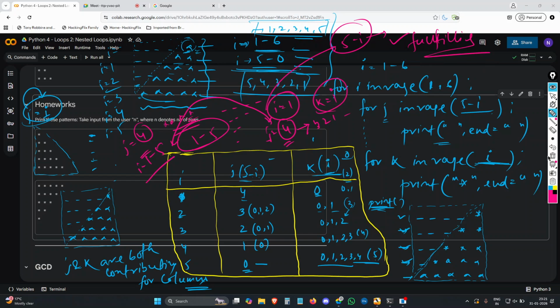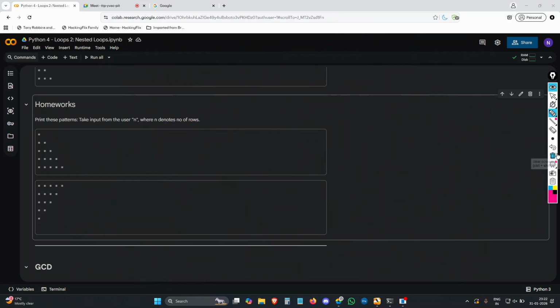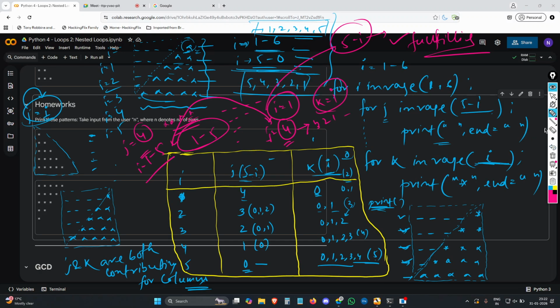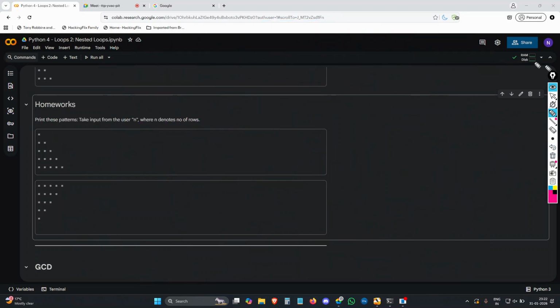Right? Got it. Now, there is a question from Viren: what if I had started my I from 0 to 5? Yes, 0 to 5. Let's see. If I make my I 0 to 5.